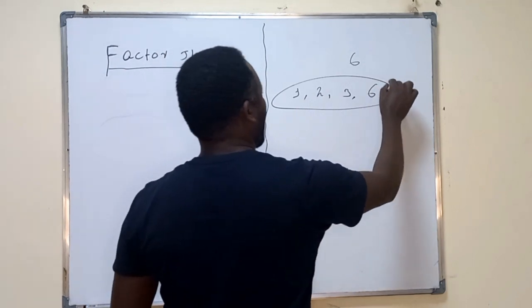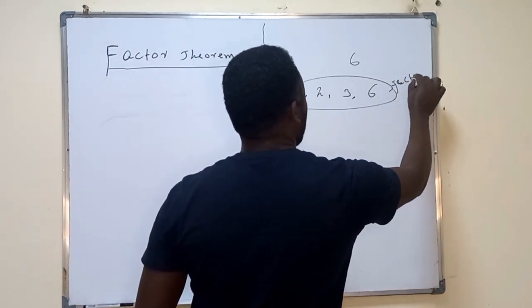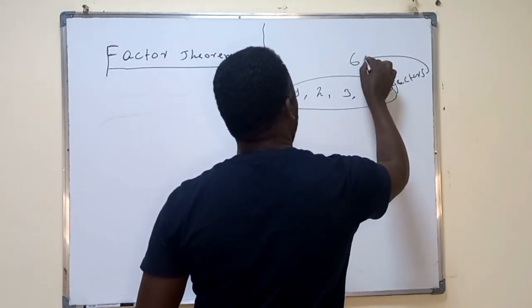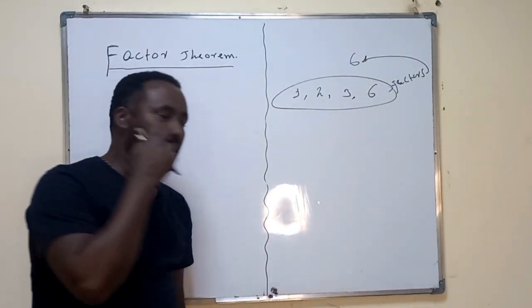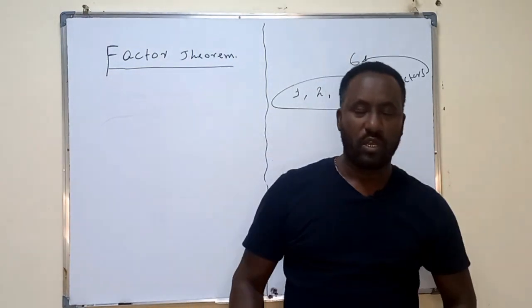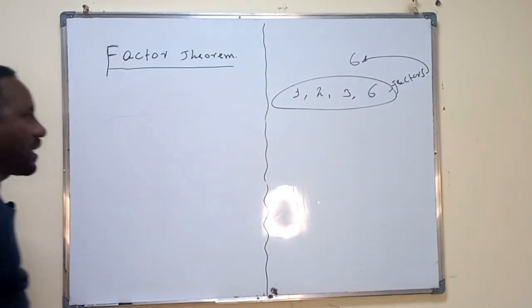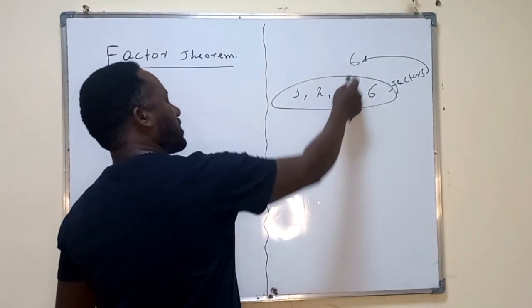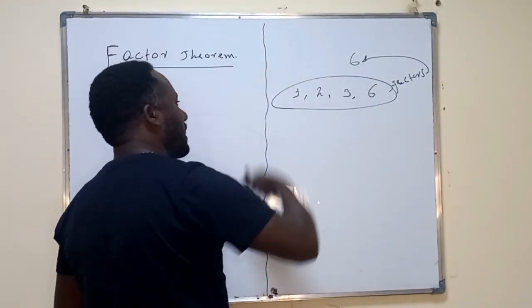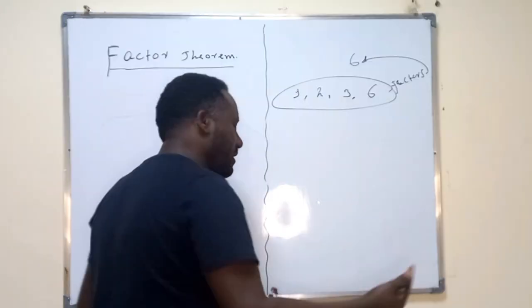All these numbers are what? They are called the factors of 6. So that is what a factor means. Before we come to the factor theorem, let me add one more example. So 1 is a factor of 6, 2 is a factor of 6, 3 is a factor of 6, and 6 is a factor of 6.